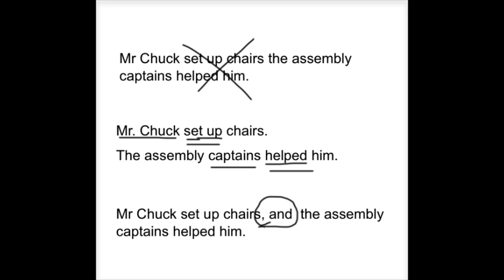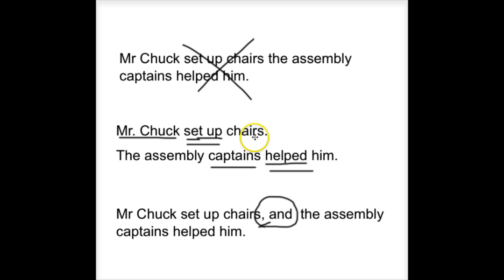Mr. Chuck set up chairs, the assembly captains helped him. Again, we've got 2 ideas in 1 sentence, punctuated like it's 1 sentence. Mr. Chuck is our simple subject, set up is our simple predicate. Then we also have captains, which are who or what this sentence is about, and what are they doing? They're helping. So we can break it into 2 sentences to fix that run-on sentence.